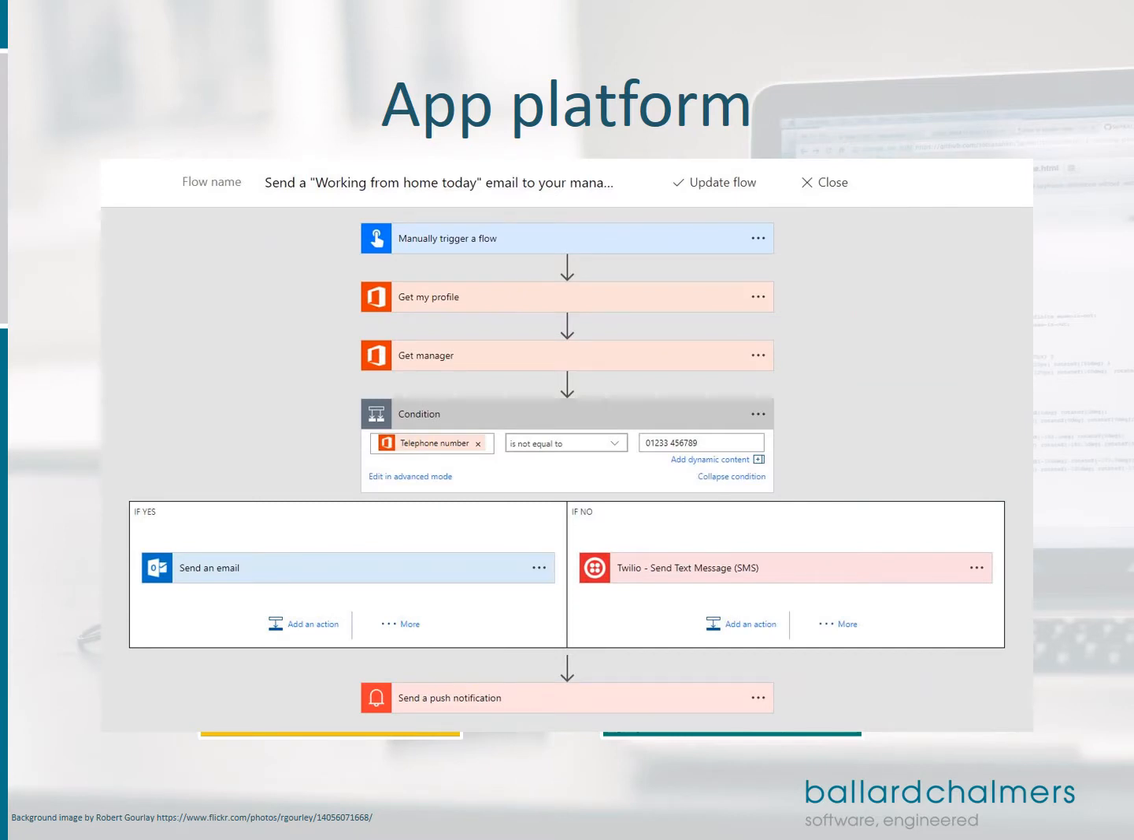You can see here an example where you could manually trigger the flow using the Flow mobile application. You could pull details to get your manager, and if that matches a particular phone number, then send a text message. So if it's not equal to a phone number, you could send a text message, otherwise send an email. And you can notify your boss that you're working from home that day very quickly with one click of a button.